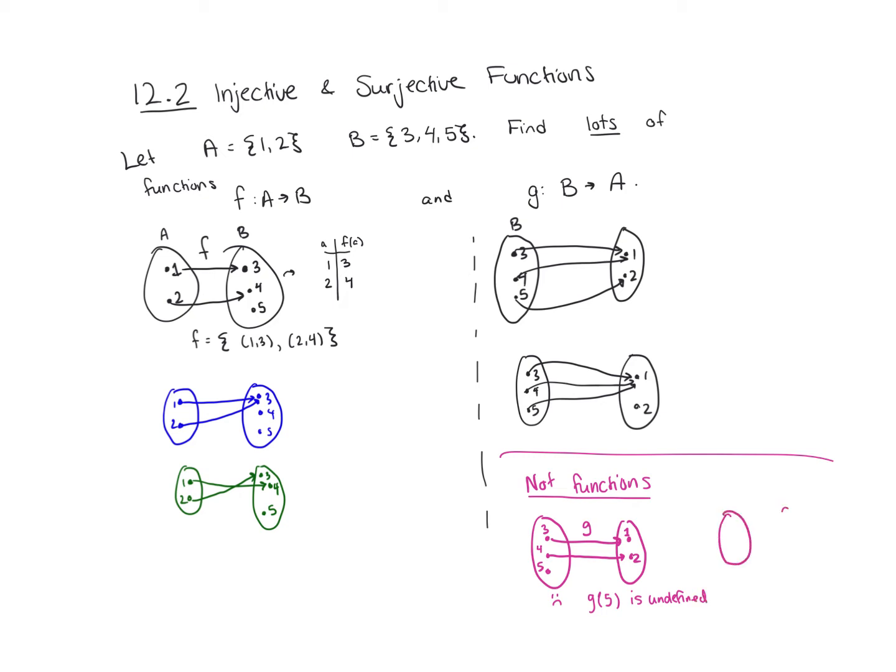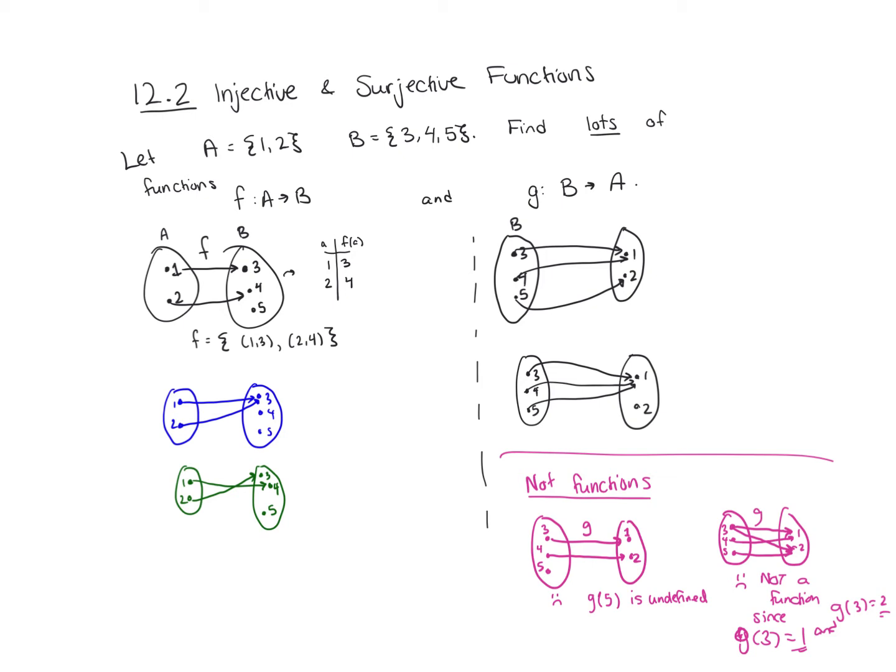And then I could also do something like this, where we have 3, 4, 5, and 1, 2. If I send 3 to both 1 and 2, and then maybe 5 gets sent down to 2 and 4 gets sent to 1, this is not a function. Since we have g of 3 equal to 1 and we also sent 3 to 2. Right, so you have to send it somewhere. You can't send it to 2 different places. So those are not functions.